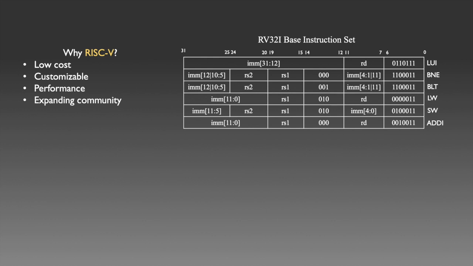RISC-V is also known for its low complexity and high performance. It is not only good for big designs such as cloud computing, but also suitable for small, low-power chips. Nowadays, RISC-V has an expanding community. We will get increasing community support in the future.